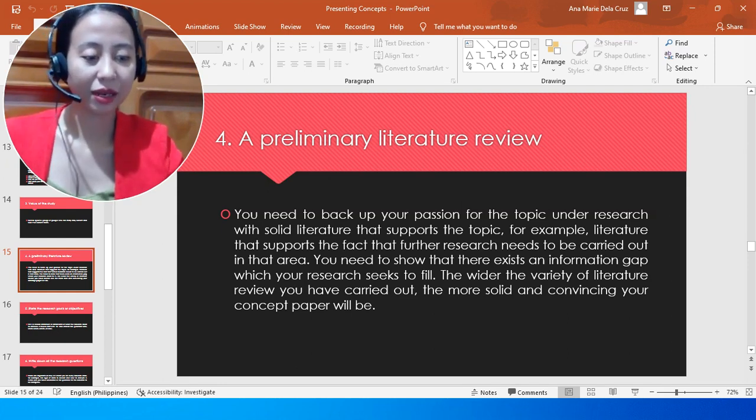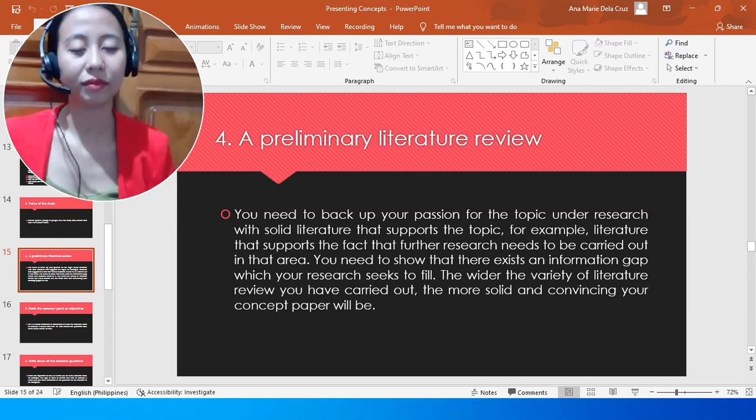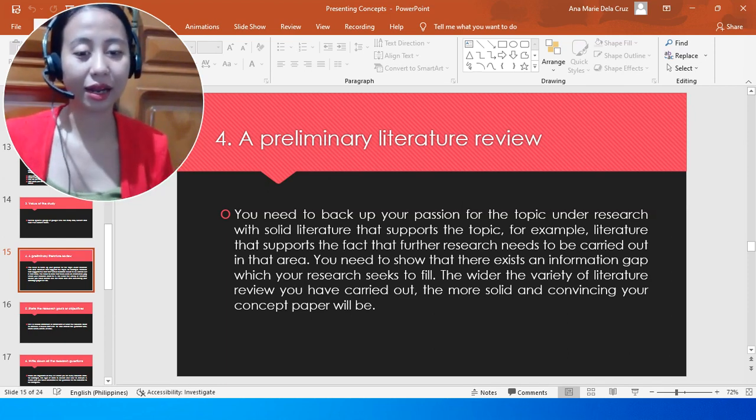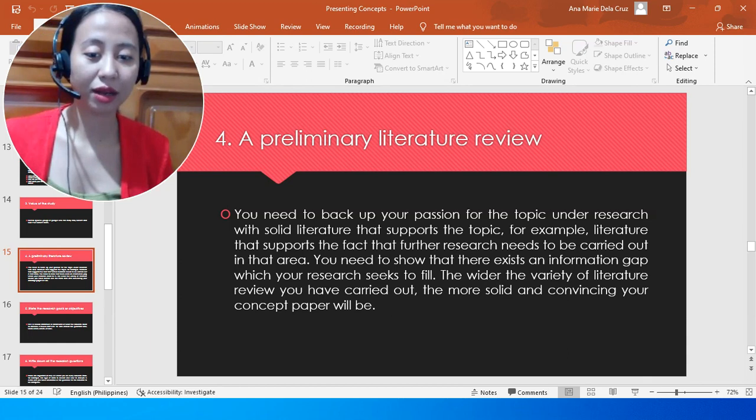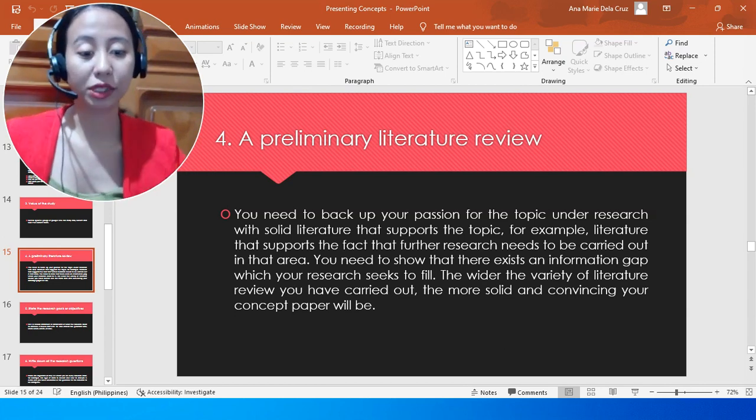Diba? Kunwari, may mas marami kang mga sites, mga references, pag mas marami kang theory, para mapatunayan mo ang isang concept, ang isang question, mas convincing. Take note of that. More solid and more convincing.